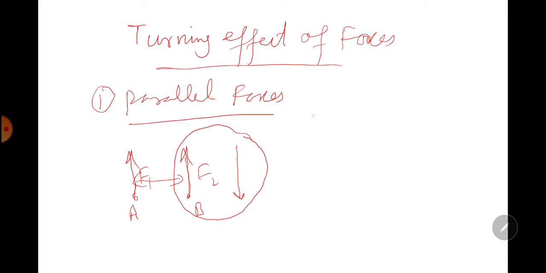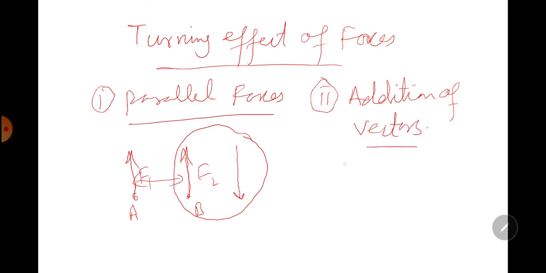Then we explain addition of vectors. Addition of vectors is the second topic. In addition of vectors, we add vectors by head to tail rule. By joining the tail of first vector to the head of the second vector, you obtain the resultant vector, which have the same effect as the combined effect of two vectors.